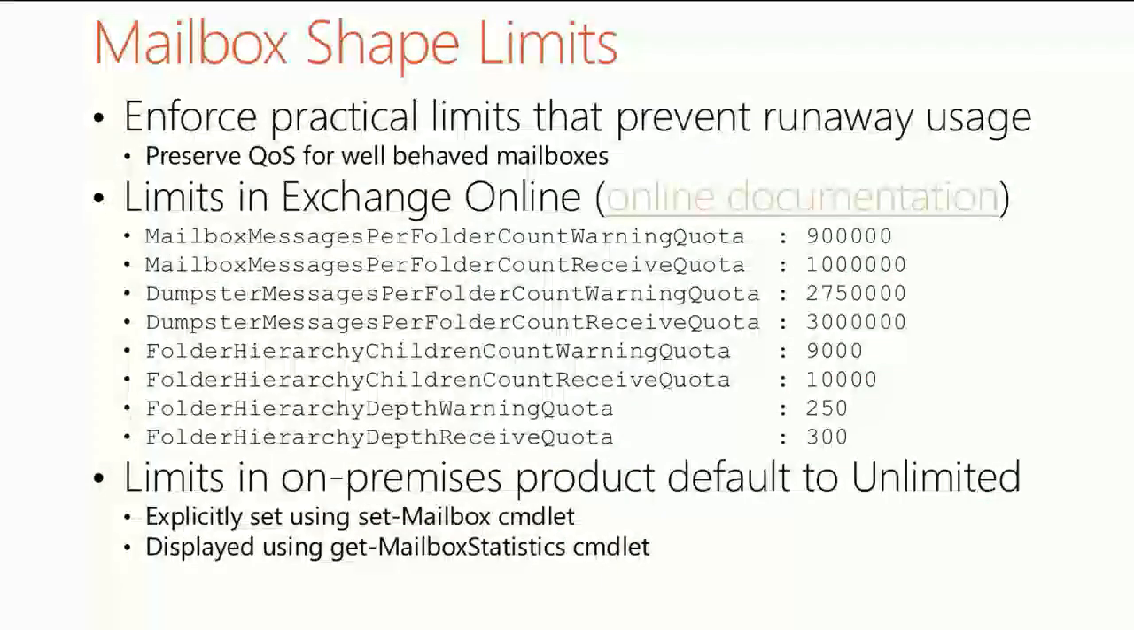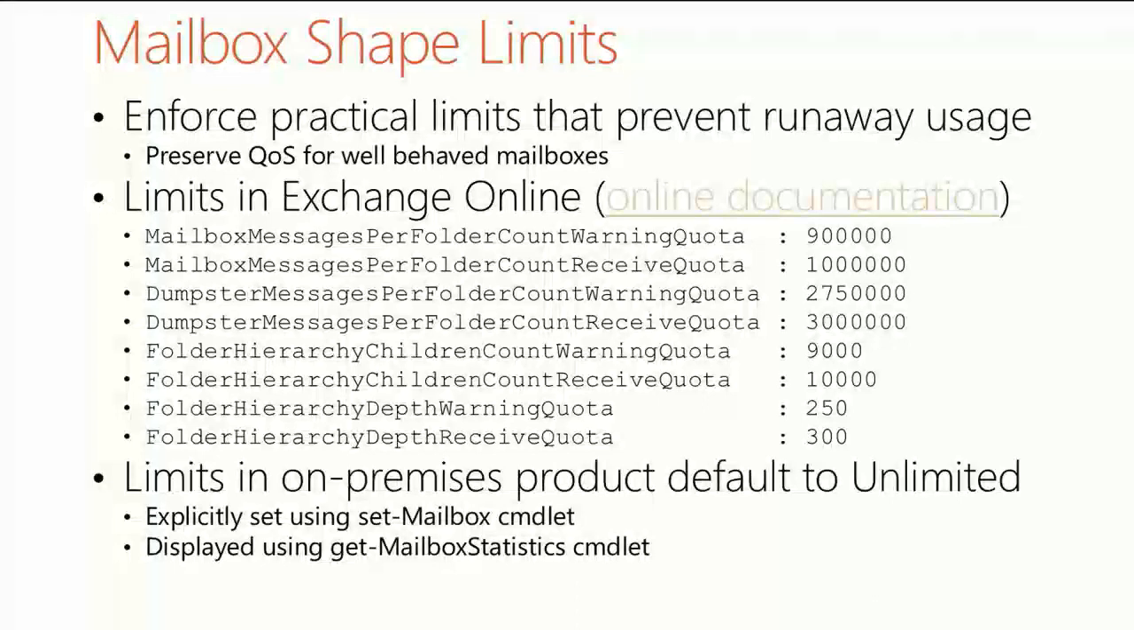Mailbox shape limits are an area in the service where we wanted to control the experience for all the users, preserve the quality of service to prevent runaway conditions. There's always outliers. You're running systems of millions and millions. It always happens. It just happens once in a million. The joke is it happens on Thursday.